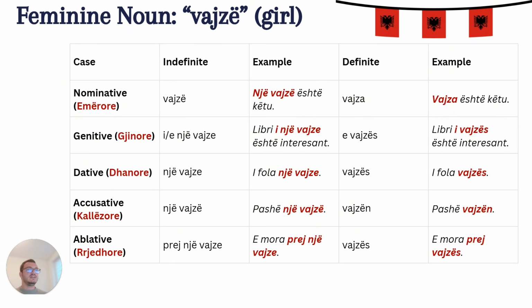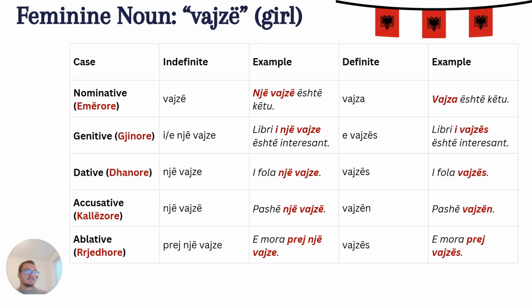In the definite, e vajzës or i vajzës, again, i vajzës if the possessed object is masculine and e if the possessed noun is feminine. So, libri i vajzës është interesant. The book of the girl is interesting. So, the girl's book or the book of the girl is interesting. First, in the indefinite, the book of a girl, it's not defined. The book of the girl, the is the defining or the definite article. Here we have the ending -ës to show the genitive case for the feminine noun.